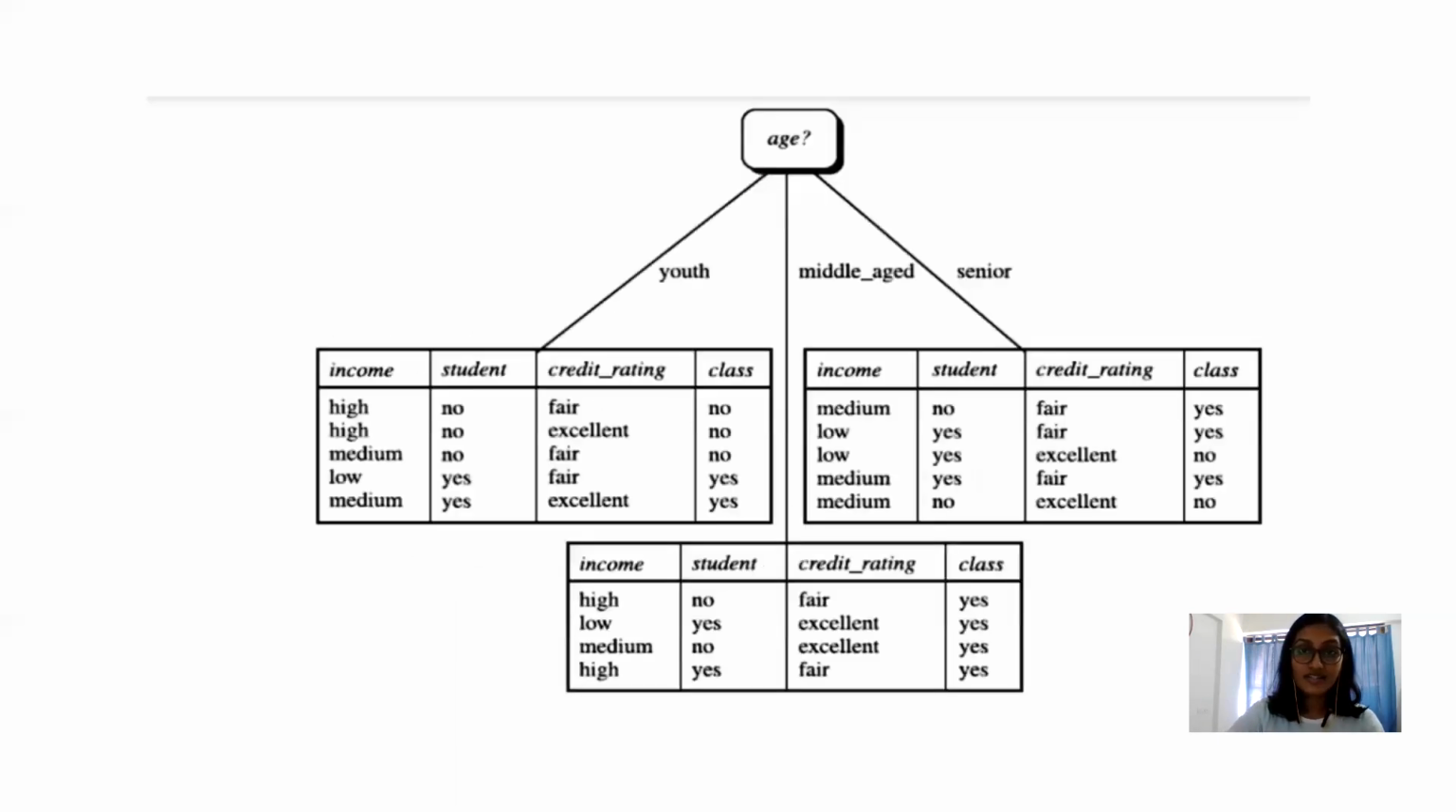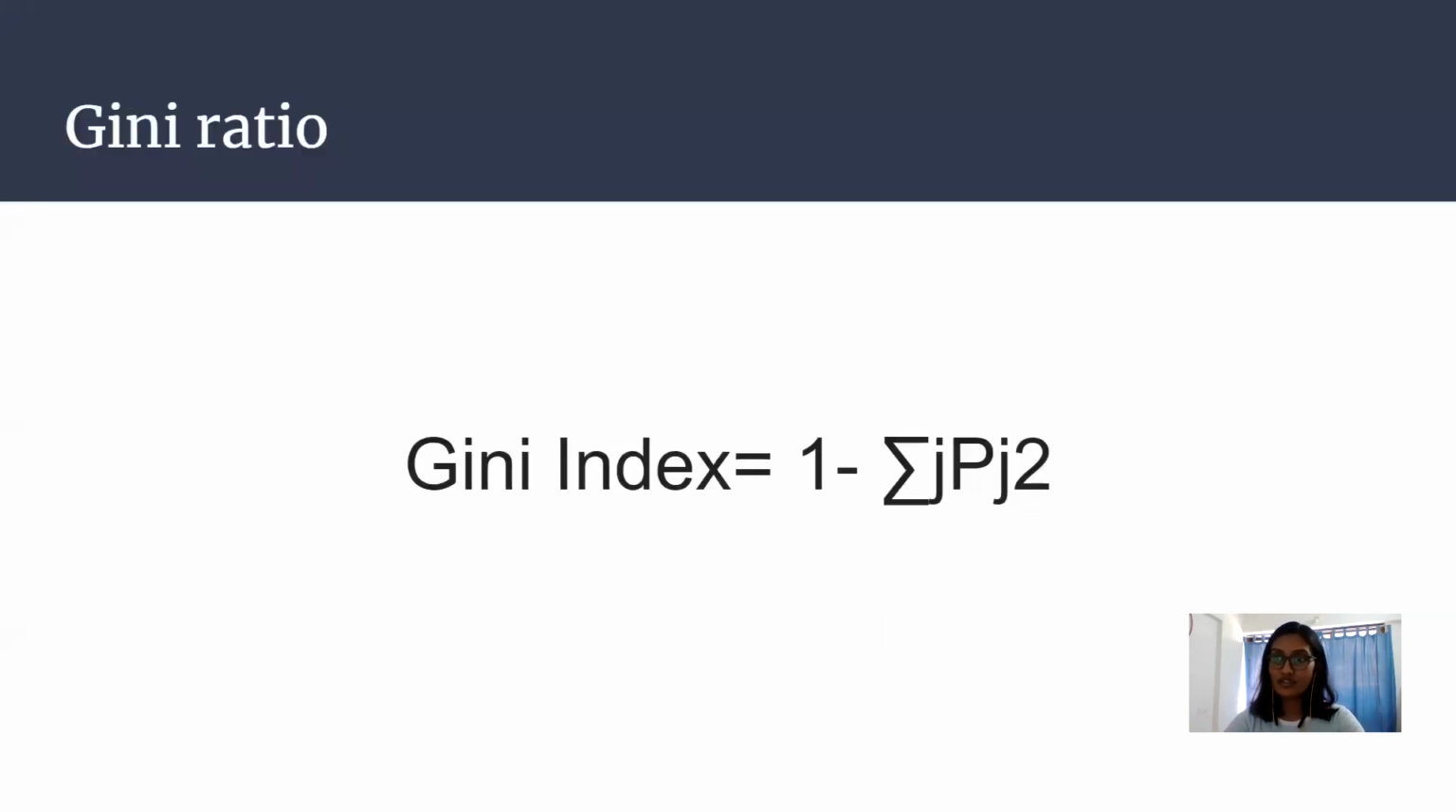As in this example, it is not a binary split, as the split has been done in 3 different branches. But in case of CART, there will be only 2 splits. So it is strictly a binary tree. The Gini index can be calculated with the formula which stands over here, where Pj is the probability.